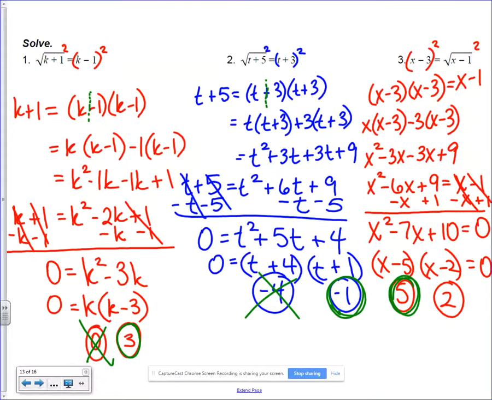Are we all good with just crossing out the other answer? Okay. Only one of them can work, folks. Can I tell you why? Because if you want to have 2 answers, don't you have to have a power of 2 in the original problem? Do you have a power of 2 in the original problem? Can't have 2 answers.